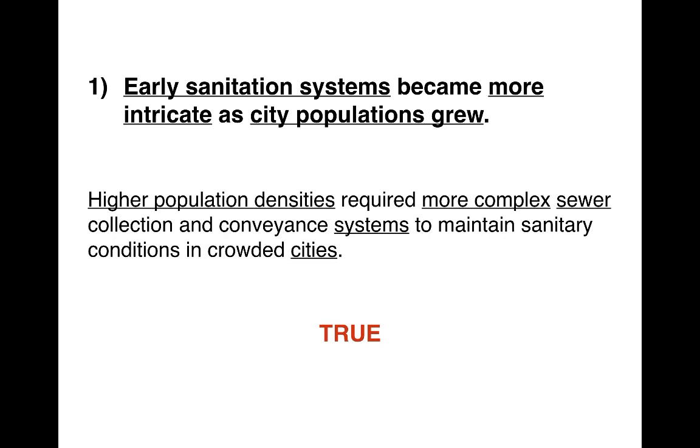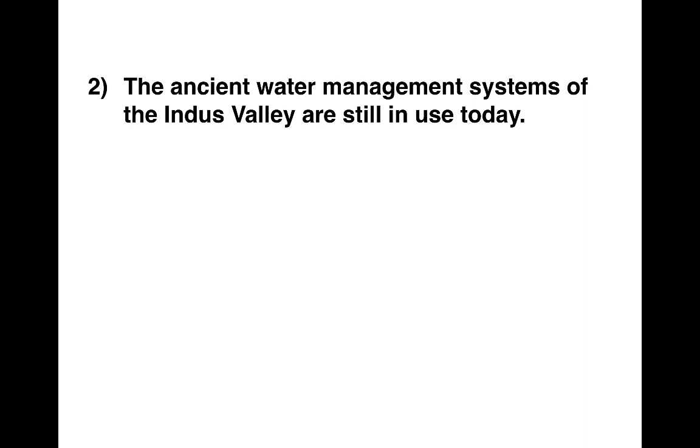Let's try the same techniques for number 2. Question 2. The ancient water management systems of the Indus Valley are still in use today. True, false, or not given? Well, I'd underline first Indus Valley. That's the easiest thing to search for because it's a name. Also, then we could look for ancient and systems and still in use today. So basically, are these Indus Valley systems still in use today? Remember, we don't need to go back to the beginning of the text. We can continue reading where we finished question 1.